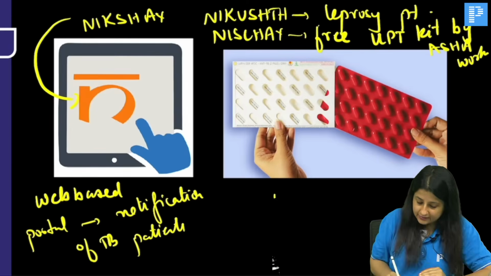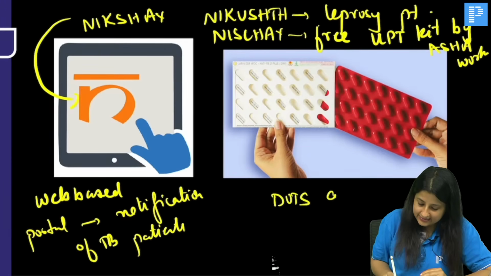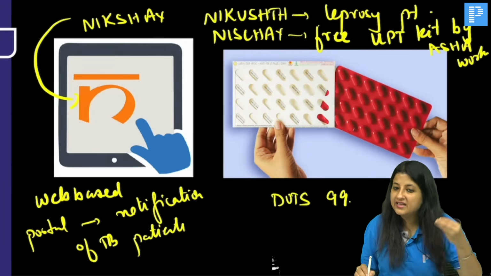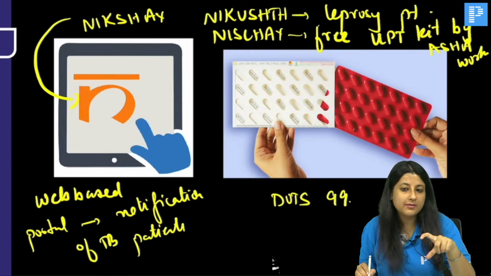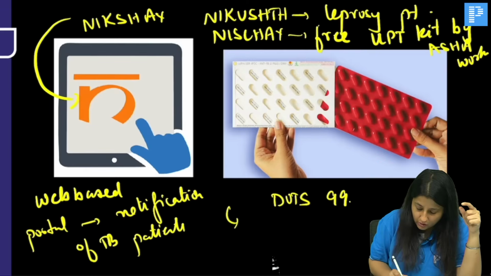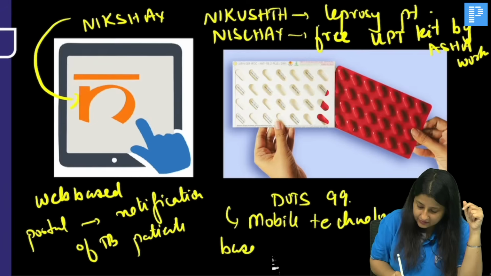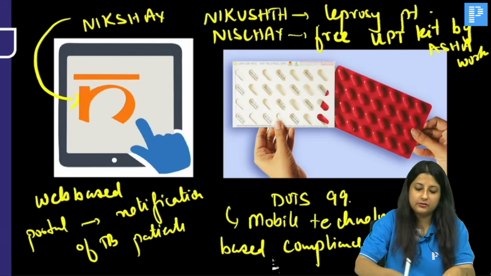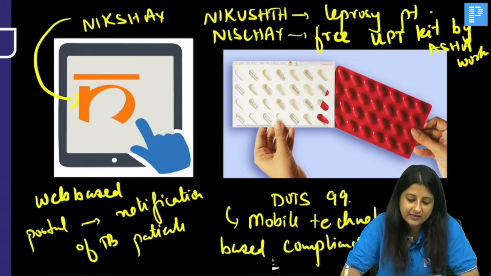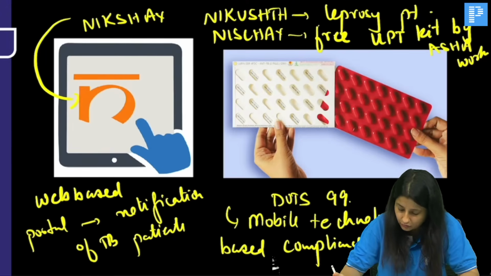Clear? This one right here is DOTS 99. When the patient takes the drugs, there are toll-free numbers written on which he has to call. So basically, this is mobile technology based compliance. ठीक है, ये हो गया तुम्हारा DOTS 99. Toll-free numbers on which the person has to call.